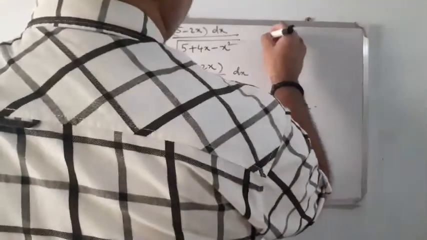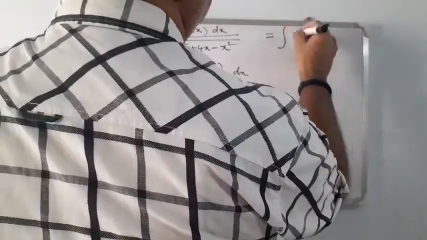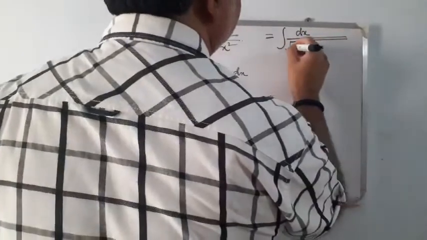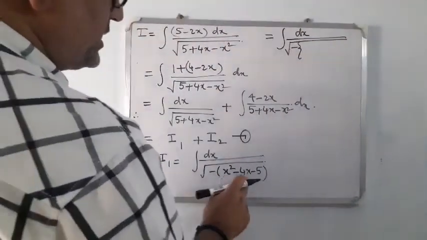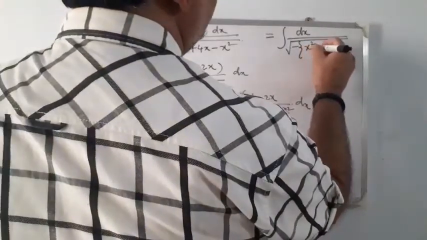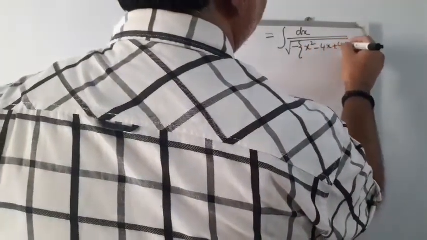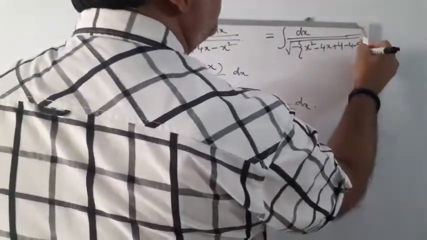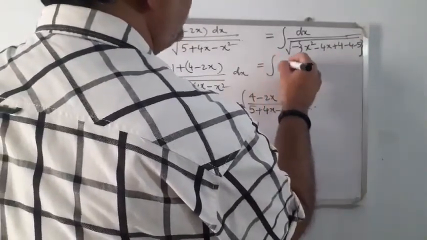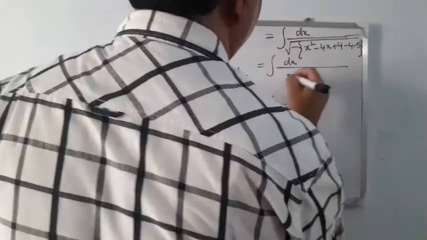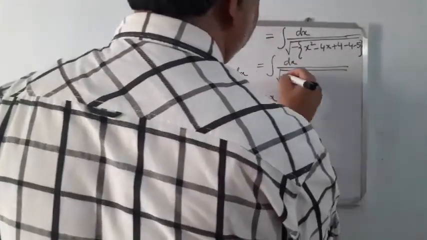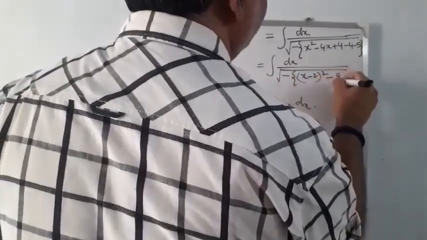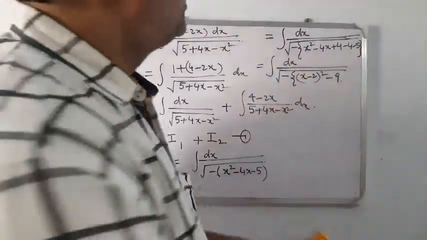That is, this is equal to integral dx by root over, now you see, root over minus in the bracket x square minus 4x. So to adjust it, we have plus 4, then minus 4, then minus 5, so that it becomes a perfect square. Now what happens? That is integral dx by root over, here we have minus x minus 2 whole square, then minus 9, minus 4 minus 5, it becomes minus 9.